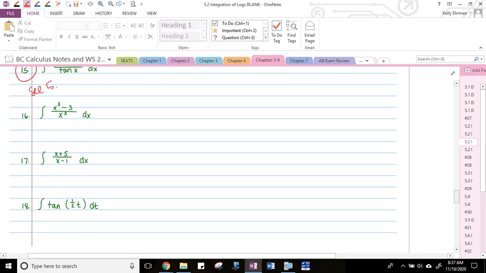Okay. Number 16. If you have a monomial, remember, you should always just divide all terms by that monomial. We have the integral of 1 minus 3 over x cubed dx. We don't need u sub for any of this. The integral of 1 is x. Remember, this is negative 3x to the negative third. When you add 1 to that exponent, you're going to get x to the negative 2, so minus 3x to the negative 2 over negative 2. So you have x plus 3 over 2x squared plus c.